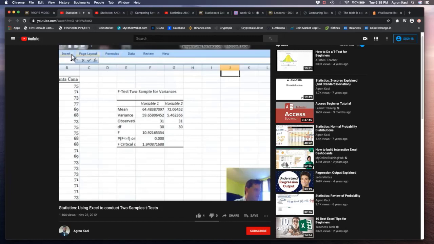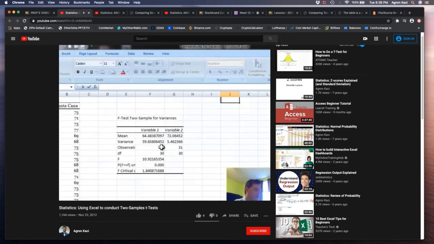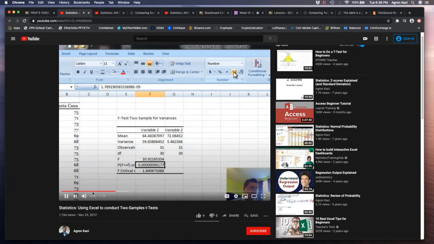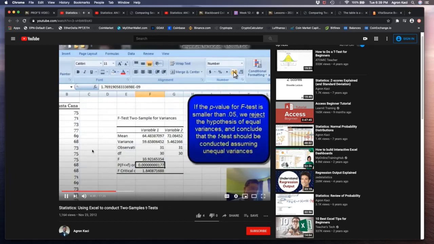I want to increase decimals just to see what's going on here. Look at the p. That is such a small probability, smaller than 0.05, so we reject the null hypothesis that we should assume equal variances. Therefore, we do not assume equal variances. Equal variances are not assumed for this t-test.